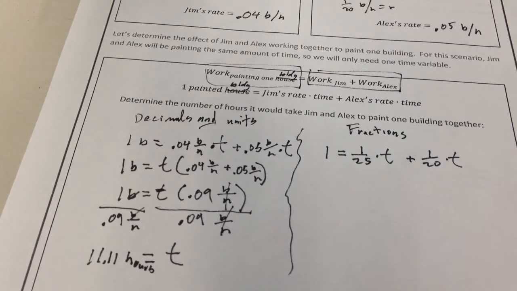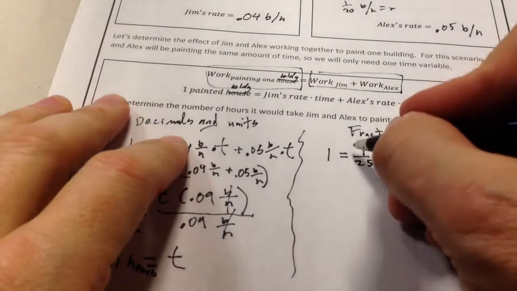Well, it's going to have a 5 in it. What else is it going to have in it? A 4 and another 5. It's going to have 100. That's 5 times 5. That's 4 times 5. So my least common denominator is 100.